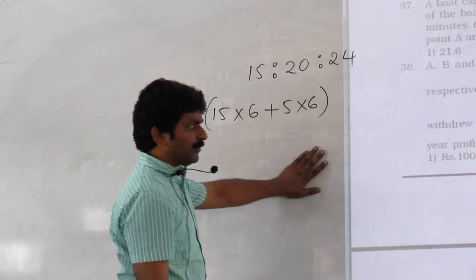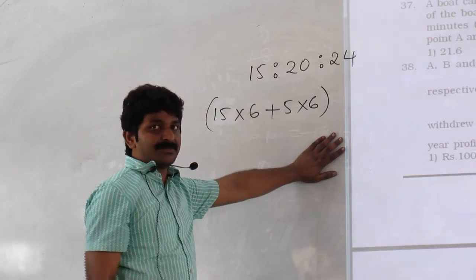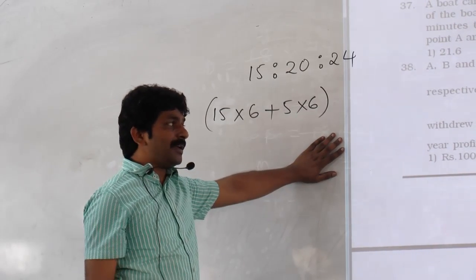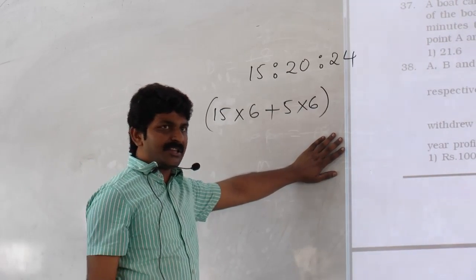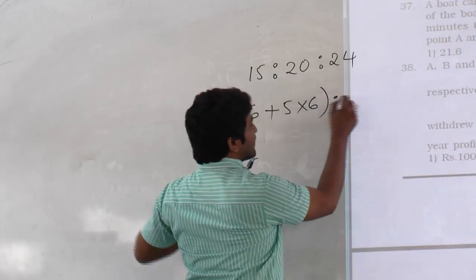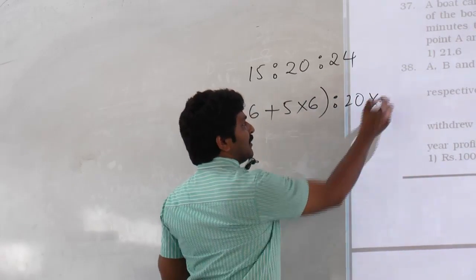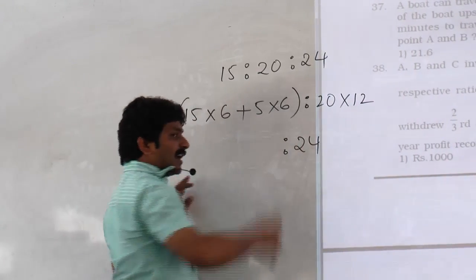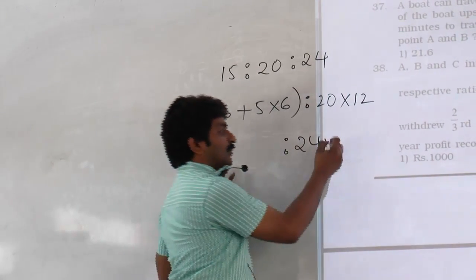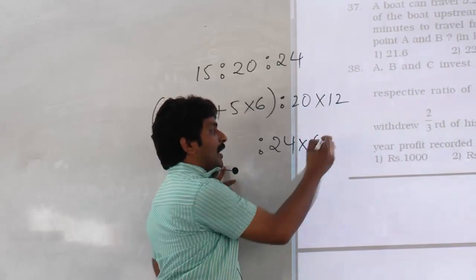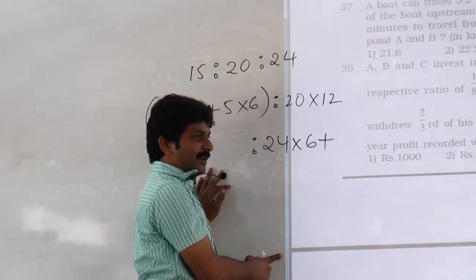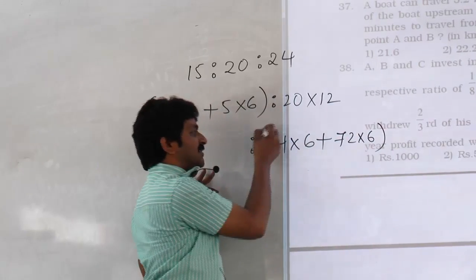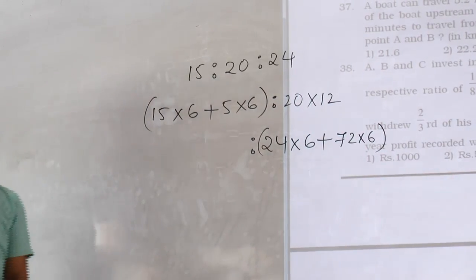And next, C triples his investment. When was that? After 6 months. What about B? Did not change anything. So B invested 20 parts for 12 months, and C started with 24 parts, was there for 6 months only. After that he triples his investment, in the sense 72, that will be there for 6 months. This is the total investment of C.